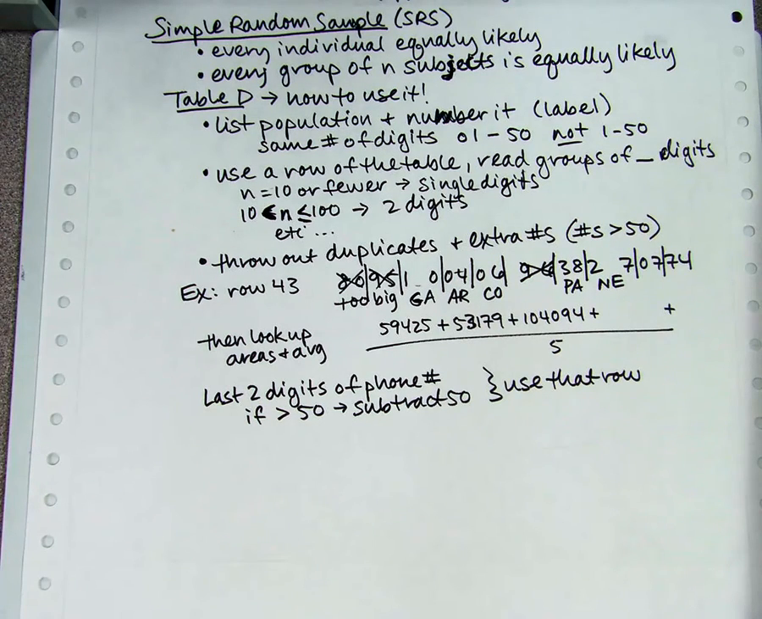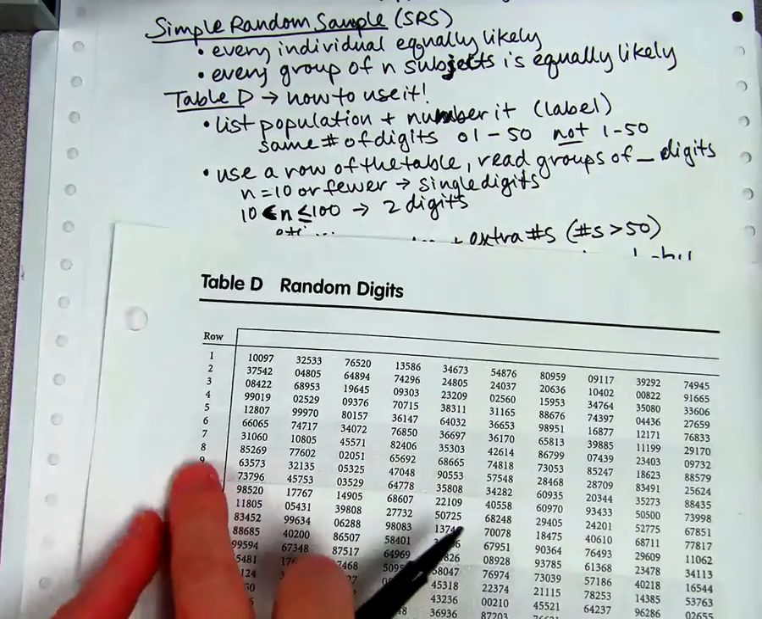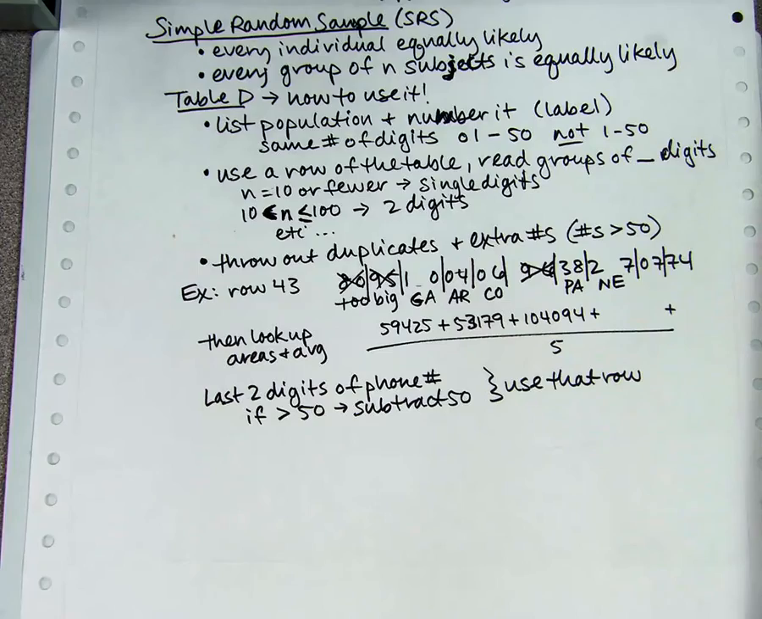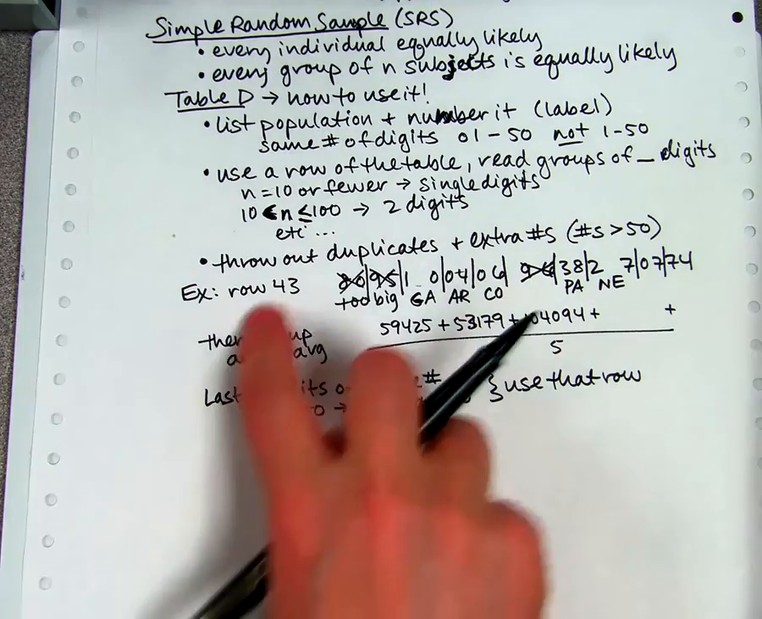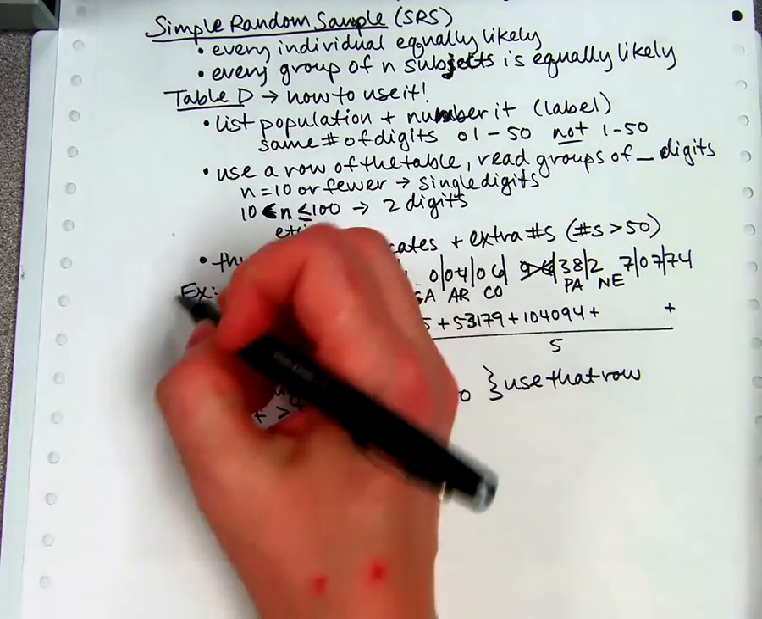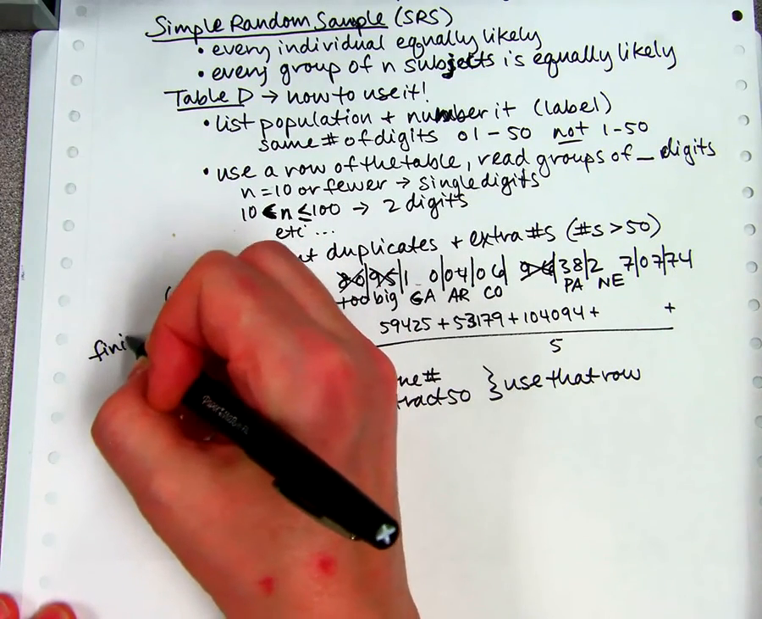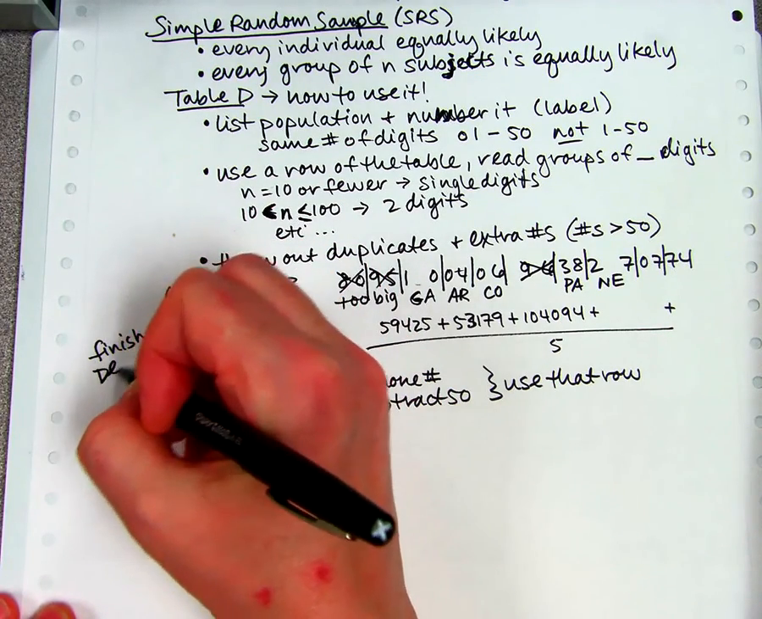So my classroom phone number, for instance, ends in 58. I would take my 58 minus 50, which is 8, and I would use row 8 of the table for this activity. And those are the numbers that would give me my random sample of states. Maybe I should have done that before I started doing row 43, but that's okay. So you're going to finish the Desmos after you finish this last bit of notes.